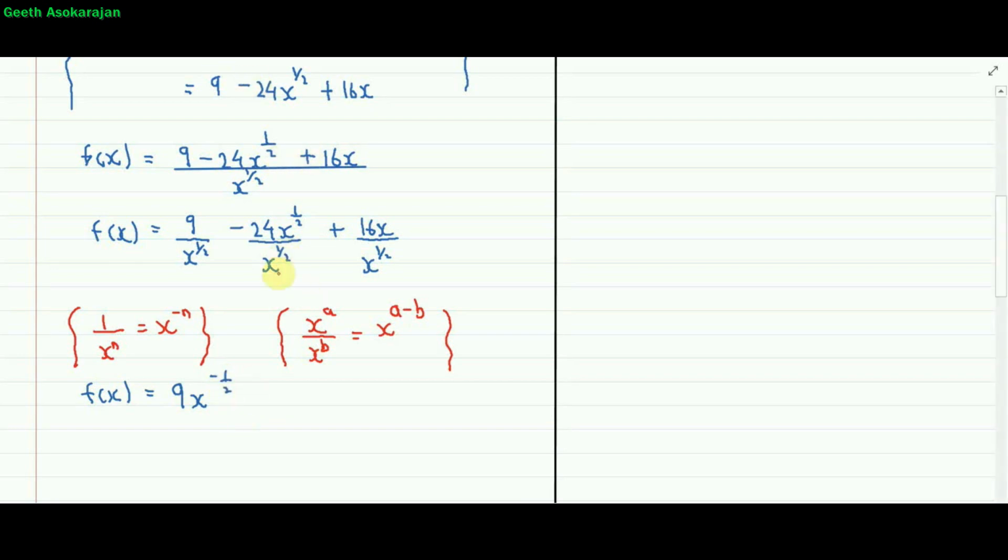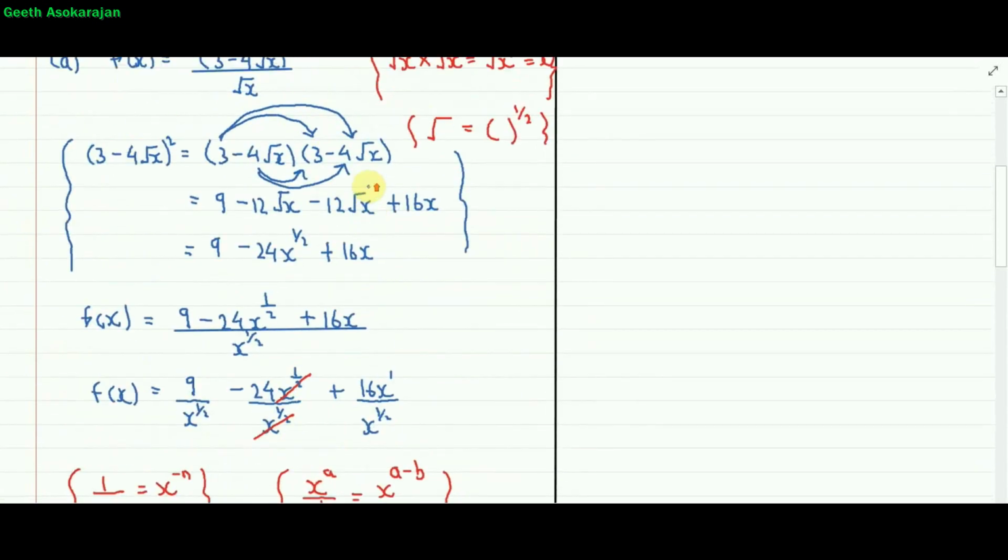And if I take a red pen, I can certainly cancel these two x to the halves up and down, giving me a minus 24, which remains, plus the 16 at the end. And according to this rule, x to the power 1 divided by x to the power of half is x to the power 1 minus half, 1 minus half being half. So this should be the solution for part A.